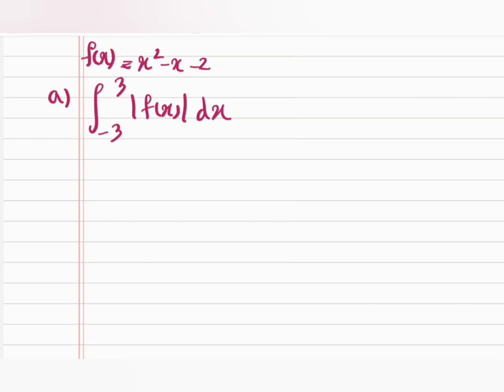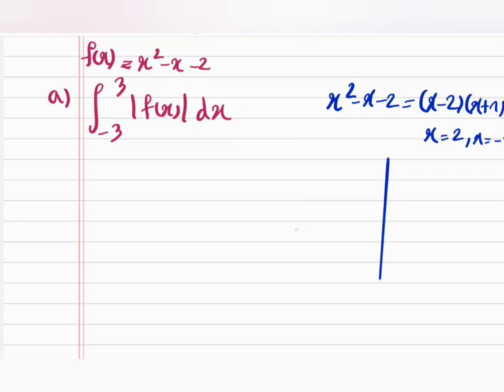Okay, so for the first step, we just need to draw the graph of f of x just to get an understanding of how it looks. So in terms of factorization, this is equal to x minus 2 times x plus 1, which means that the roots are positive 2 and negative 1. So therefore, a very quick sketch of this graph looks like this.